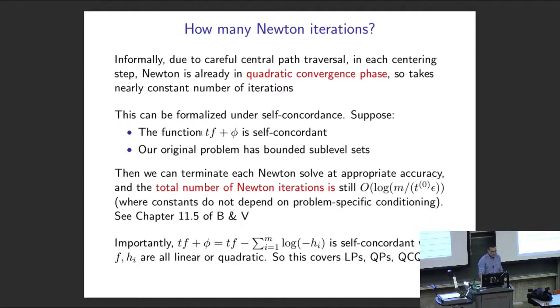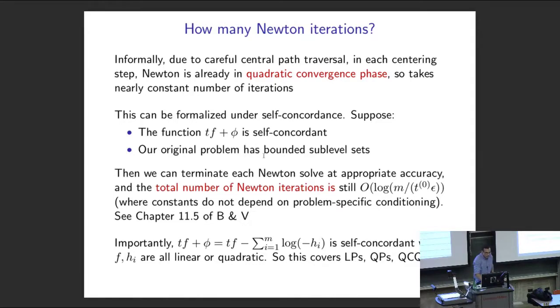So let's suppose that the criterion function in the barrier problem, which is t times f plus phi, is self-concordant. So that whole function is self-concordant. And our original problem had bounded sublevel sets. So this is a very weak condition. I'm not actually sure whether it's necessary, but that's as far as I can tell. At least that's what's used in the Nesterov and Nemirovsky analysis.